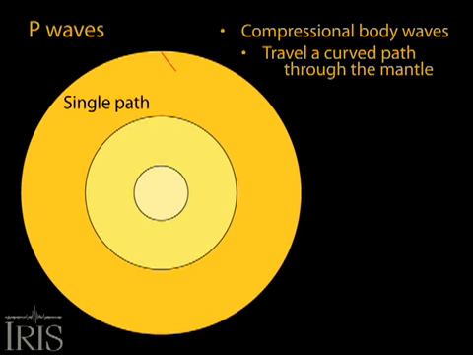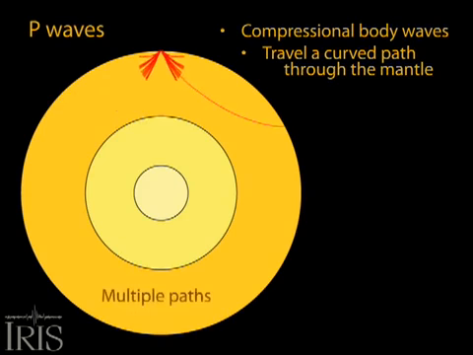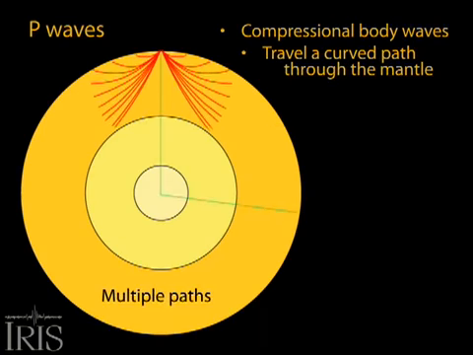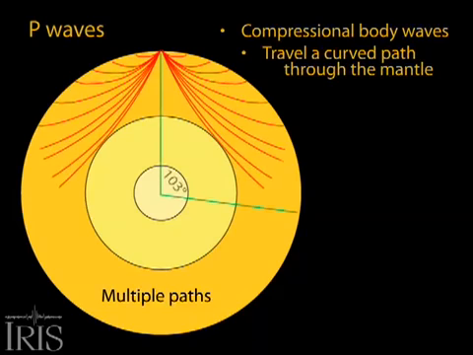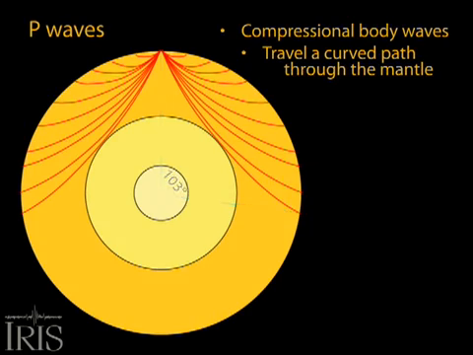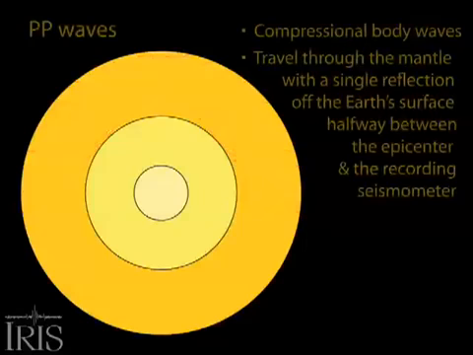P-waves travel a simple curved path through Earth's mantle, refracting along layers at depth and returning to the surface at about the angle that they left the epicenter. P-waves arrive at seismograph stations up to 103 degrees from the epicenter. Seismometers farther than that will record changes from other waves as the wave encounters the crust and boundaries between the mantle, outer, and inner core.